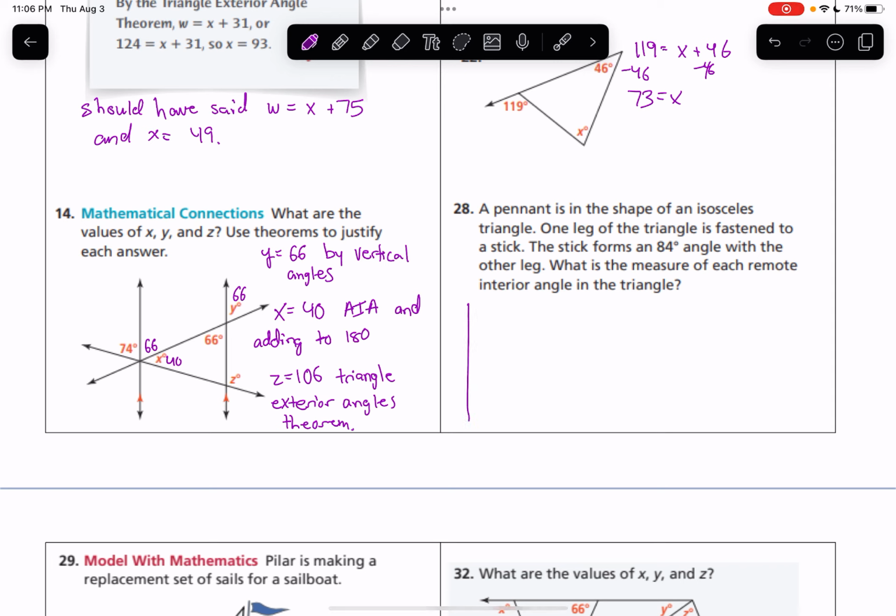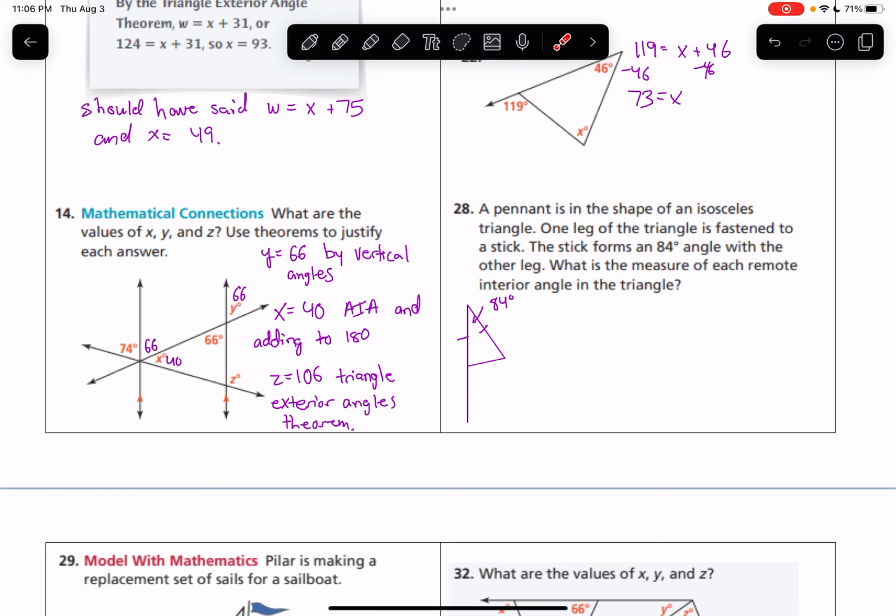So here's the stick, just like the flagpole. And then here's the pennant. Maybe something like that. And it's an isosceles triangle with these two sides being the same length. It says one of the legs is fastened to the stick, the other one forms an 84-degree angle. So this is actually kind of out of scale here, but this is the angle that is meant to be 84 degrees. And if this angle is meant to be 84 degrees, when it says what is the measure of each remote interior angle in the triangle, that would be, of course, the other two interior angles in the triangle.